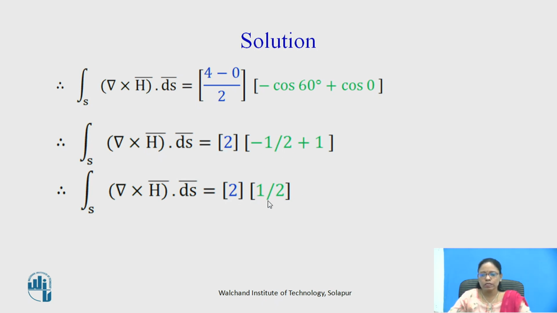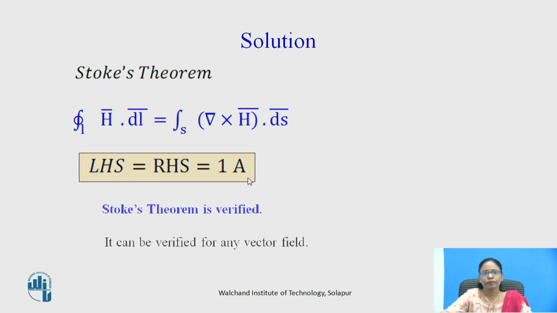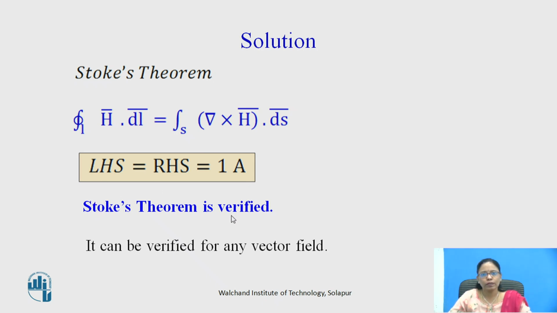So this 2 and 2 cancel out and I get the RHS, the surface integral of curl h bar dot ds bar, equal to 1 ampere. As we saw in the previous video, Stokes' theorem part 1, the closed integral of h bar dot dl bar resulted in 1. In this video, Stokes' theorem part 2, I have explained curl h bar dot ds bar, which also gives me the result 1 ampere. So I can say that LHS and RHS are both equal to 1 ampere, and Stokes' theorem is verified.